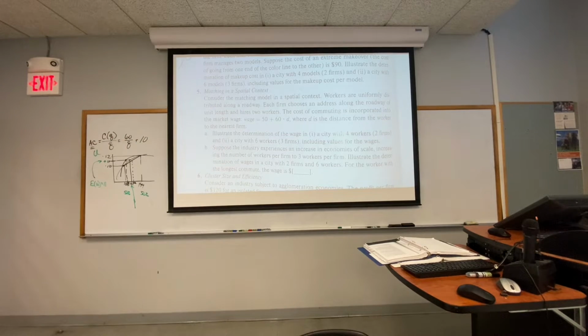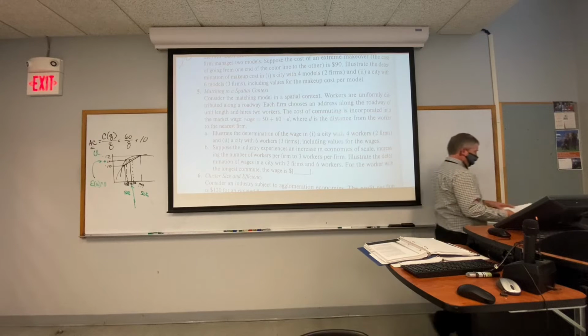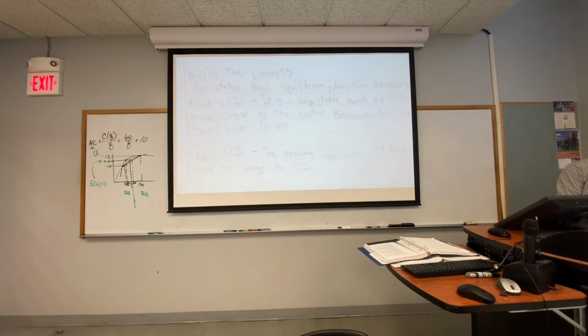Okay, let me see your paper. I won't have you come up at this point. I'll see if I can talk you through. So this was number 5. Okay, so we're on this one, right? Yep. Okay, so now walk us through what you did here. I just plugged in the equation, which was 50 plus 60 times the distance. Okay. And the distance on the first one with 4 workers and 2 firms is going to be 1/6 from the worker to the firm. So if you do 50 plus 60 times 1/6, you come up with 60 per worker. 60 per worker. Yep. And that was the answer?